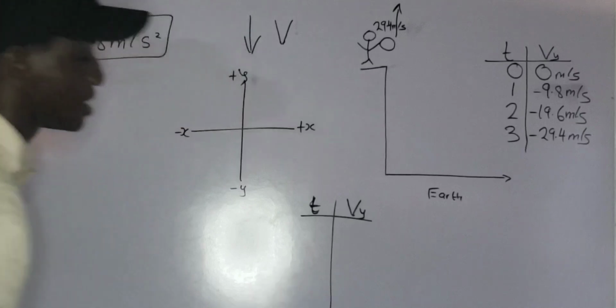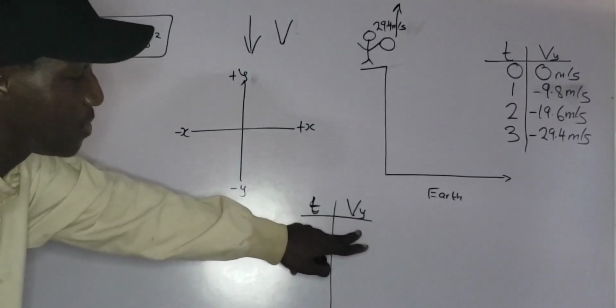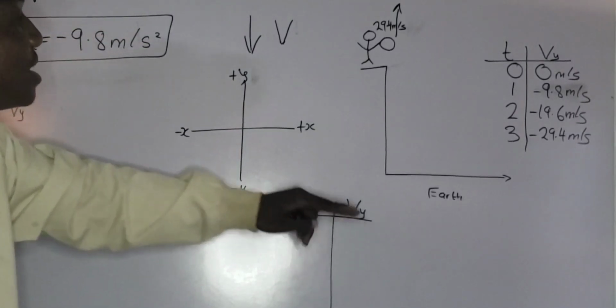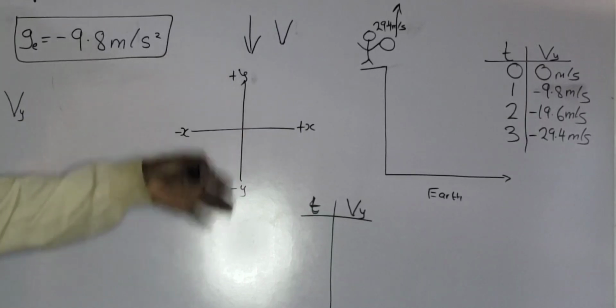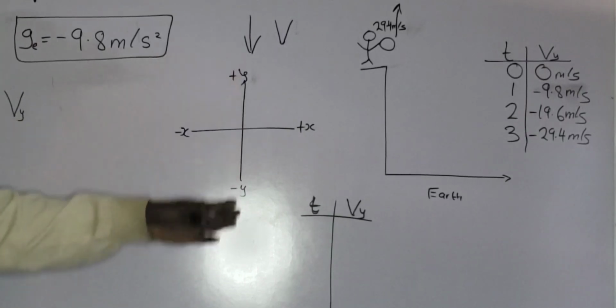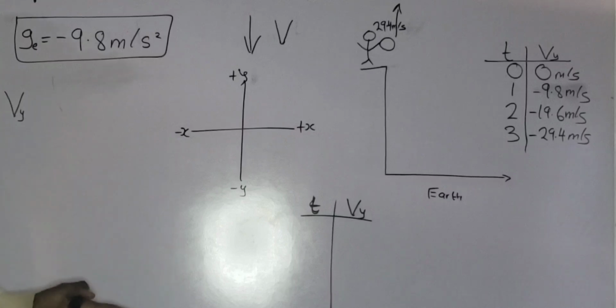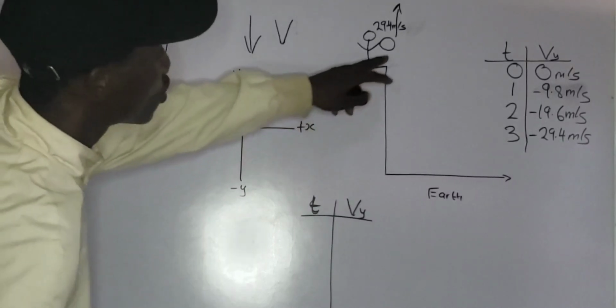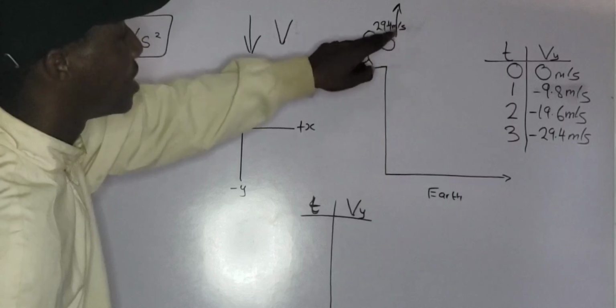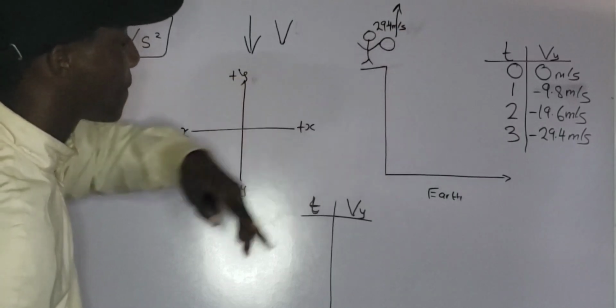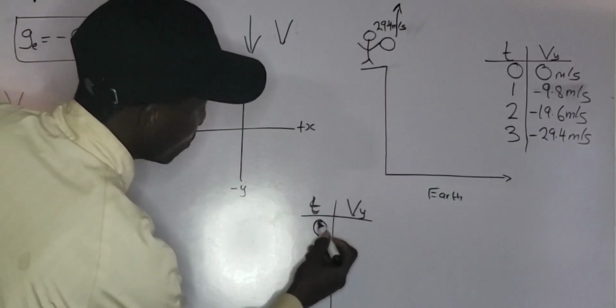Velocity Vy. Don't forget, the reason why I represent this as Vy is because we are only considering the velocity along the vertical axis, along the y-axis. So the ball is being thrown up from this point at the velocity of 29.4 meter per second. So at time 0, the velocity is what?